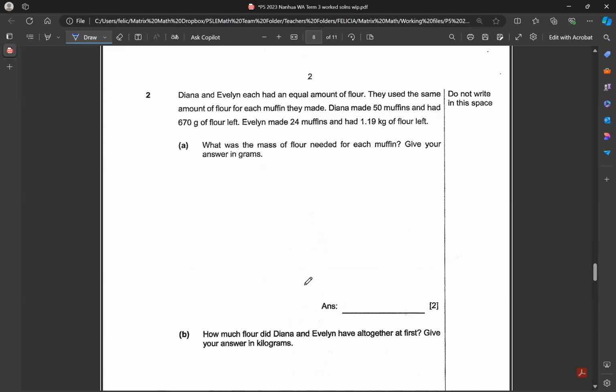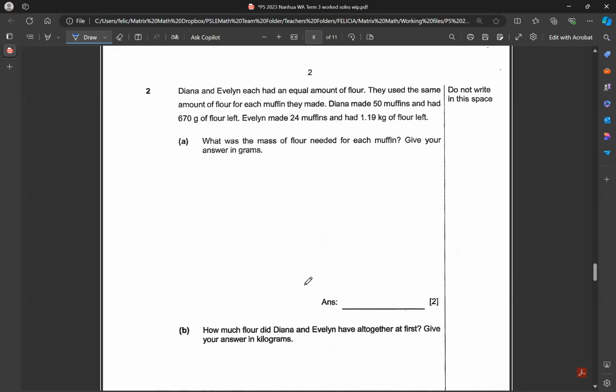Question 2. Diana and Evelyn each had an equal amount of flour. They used the same amount of flour for each muffin they made. Diana made 50 muffins and had this much flour left in grams. Evelyn made 24 muffins and had 1.19 kg of flour left. First thing first, do take note, this one is in grams, this one is in kg, so you should convert this to grams first to make sure your calculations later are consistent.